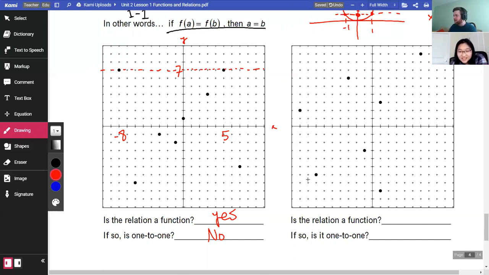Hopefully we're not confusing the heck out of them. Over here, this is not a function because look, one is associated with two range values. So this is NA. All right. C'est la vie. It is okay to make mistakes. Hopefully we didn't confuse anyone too much there. But if you have questions, we'll always be available to answer them.